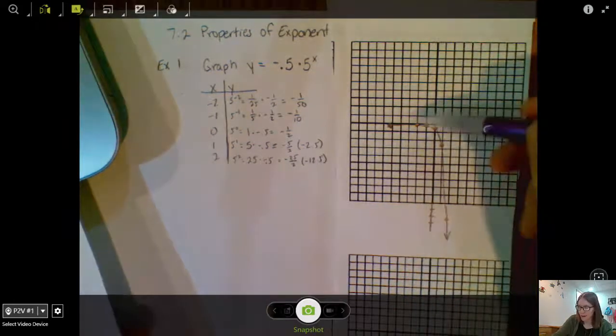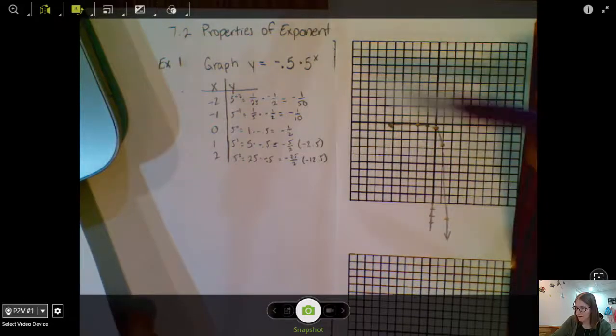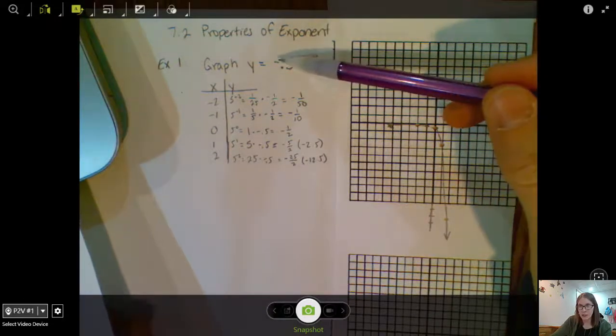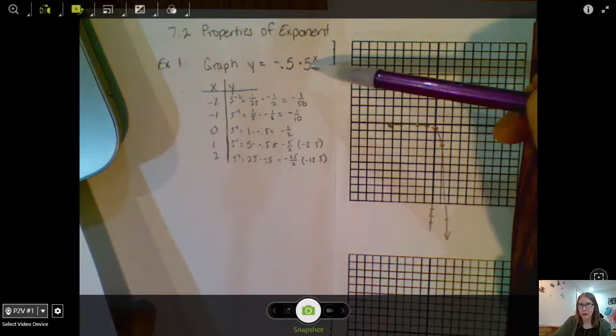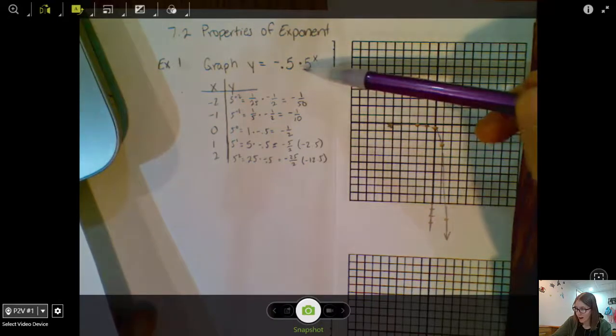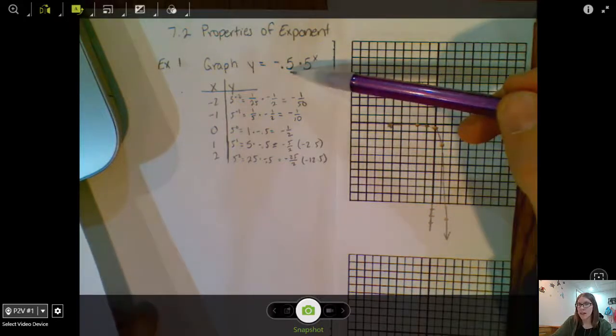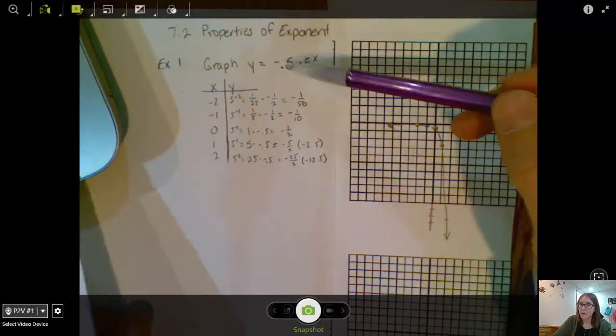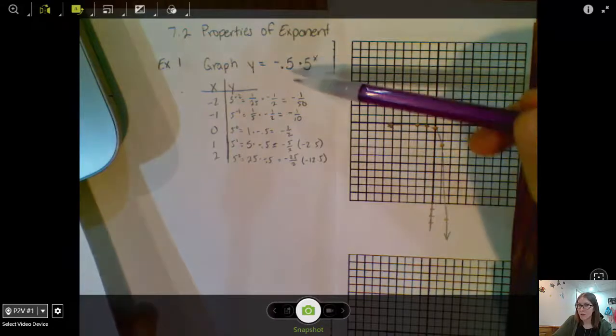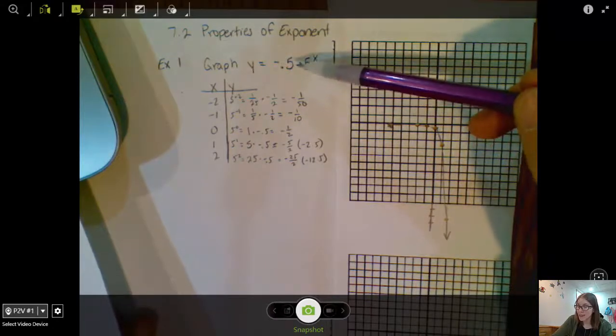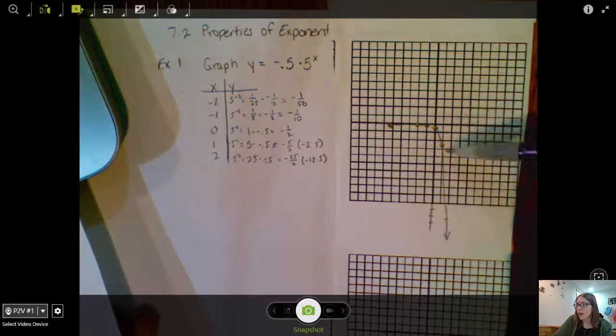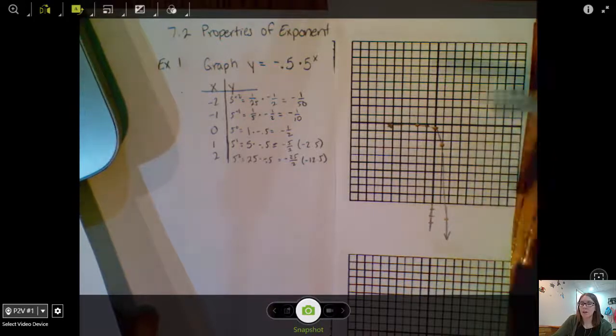And hopefully looking at this graph kind of makes sense. We have that negatives are reflection. That 5 to the x power, well, that's going to grow pretty quickly, or I guess our rate of change is pretty big. This negative 0.5, well, the negative reflects, but the 0.5 is really a vertical shrink. So if this 0.5 wasn't here, our graph is going to be even steeper than what it is.